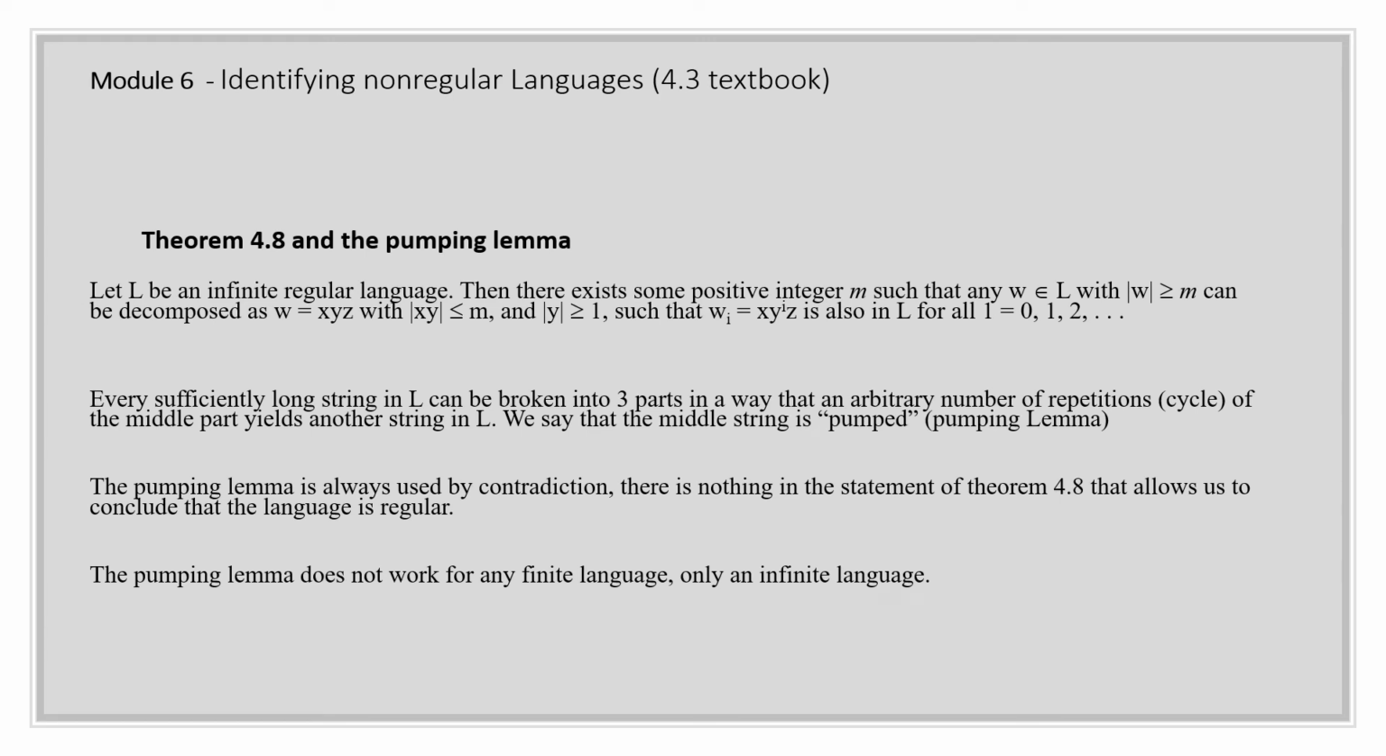So if you go back and read this again, let L be an infinite regular language. There exists a positive integer m such that, okay, so you pick a string. W means a string. You pick a string in your language. The size of your string must be greater than or equal to m. So you have this number m, and then you pick a string in your language that is greater than this number m. Then you decompose the string that you've selected into 3 parts. The first part is the x, the second part is the y, the third part is the z.